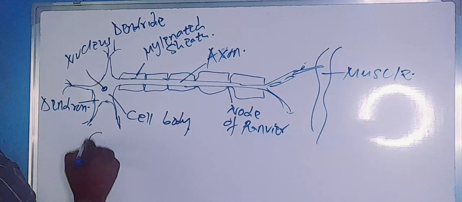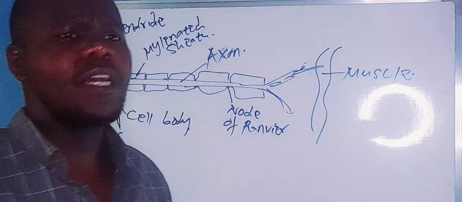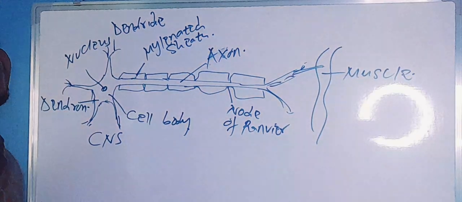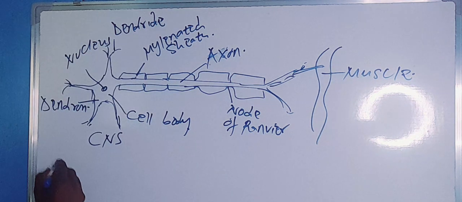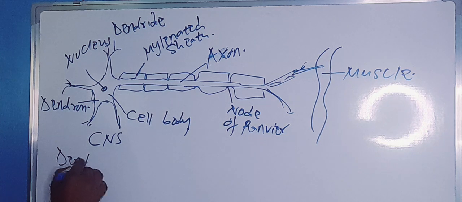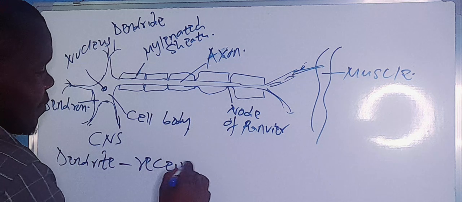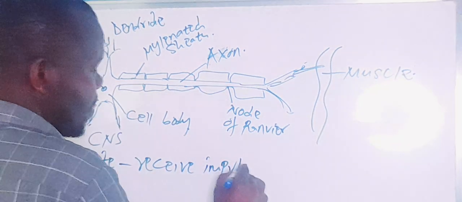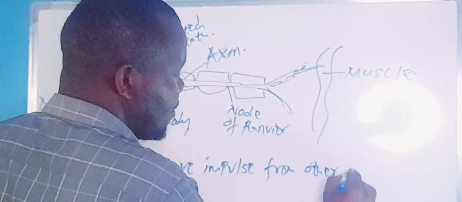You should know our cell body is in the CNS. What's CNS? Central nervous system. Our cell body will be in the central nervous system. And once an impulse comes, we'll have a dendrite role. What's the role of the dendrite? It receives impulses from other neurons.